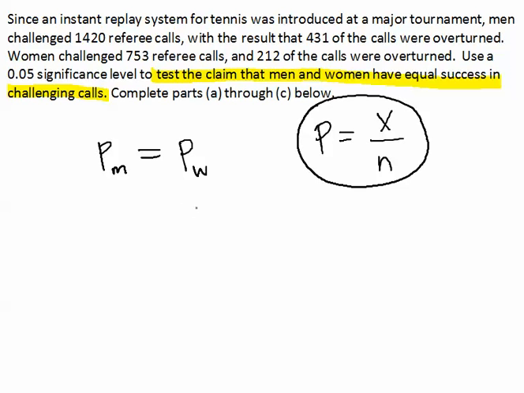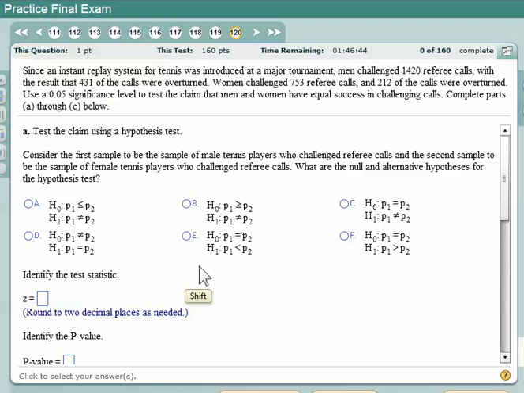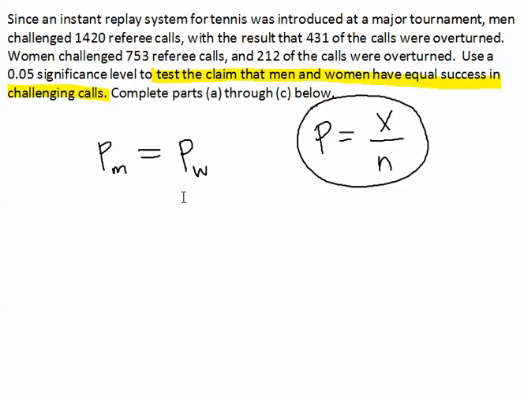So if I go to my choices, I don't think I have choices that look like this, but that's okay because they give me indication. They indicate that we are going to consider the sample of male tennis players who challenge referee calls as the first sample, and the sample of females as the second sample. So we can change our notation here and say, okay, fine, we're going to call this p sub 1 for first sample and p sub 2 for second sample.